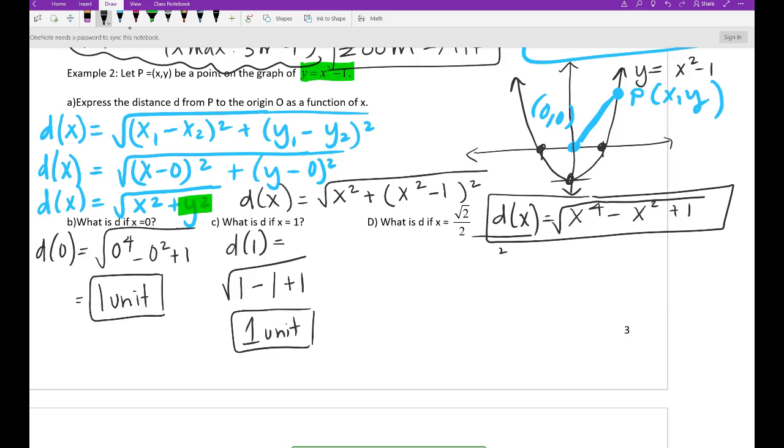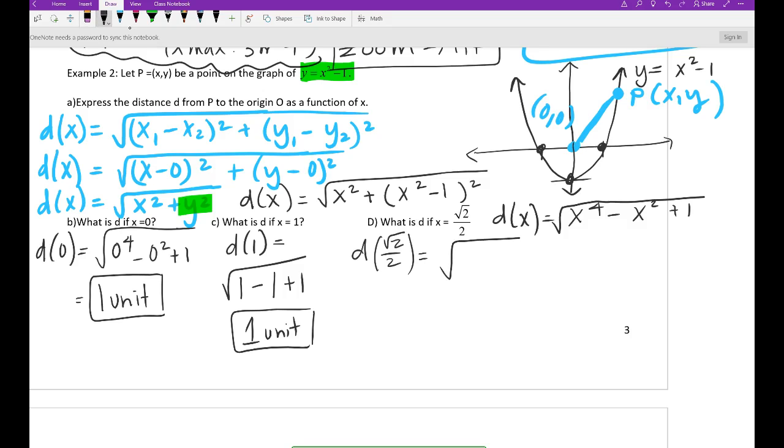She gets a donut. That is the question. Let's see. I'm going to work it out, and then we'll see. Here we go. D of rad 2/2. Ready? Okay. Big radical. Rad 2/2 to the 4th power minus rad 2/2 to the 2nd power plus 1. Is my step 1 okay? Yeah. Okay.